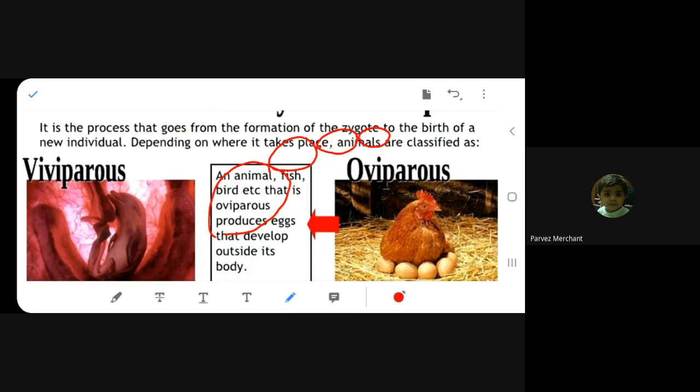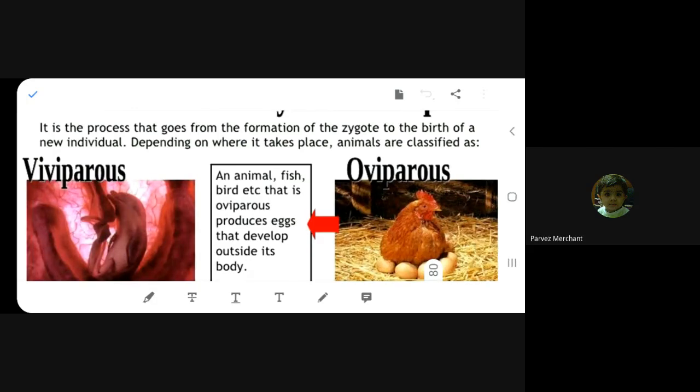So where else do you get this? This is yeast. Where else have we seen budding? We have seen it in Hydra, if you remember. Budding also occurs in Hydra. Fine. Good.